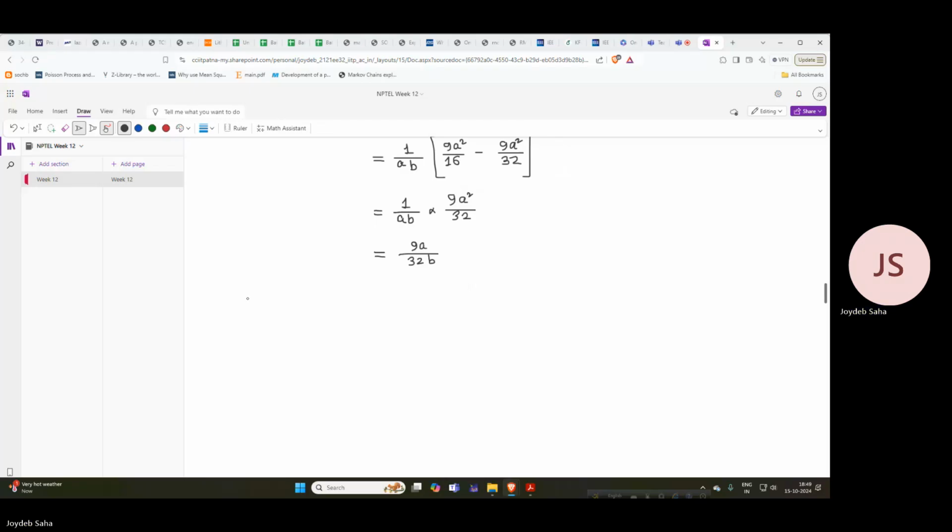So what we got, probability of x plus y less than or equal to 3a upon 4 is 9a upon 32b. Okay, fine.